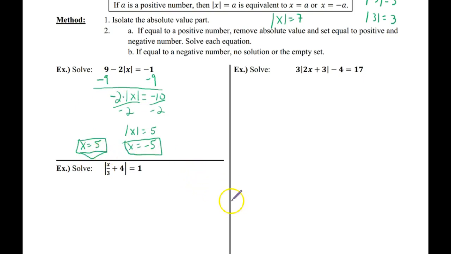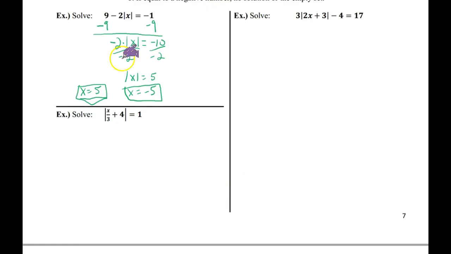Let's look at the one below. On the left hand side, the absolute value is already isolated, so I don't have to worry about that. But now I'm going to take everything inside, so x divided by 3 plus 4, so that whole quantity could equal 1, or that whole quantity could equal -1. Again, it's not saying the absolute value equals -1, it's saying what's inside could equal -1, because then I would have to take the absolute value of that -1 and it would end up being +1.